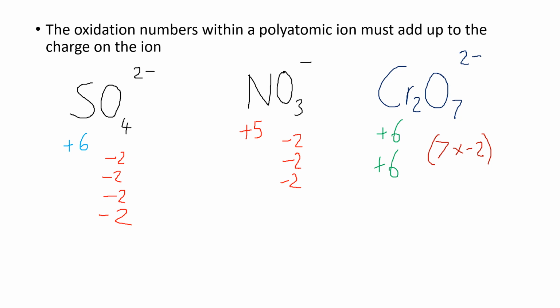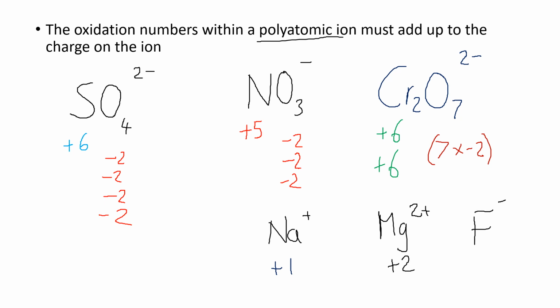And it's not quite a polyatomic ion, but if you have a monoatomic ion, something like the sodium 1+ ion, then the oxidation number would just be +1. Or if you have the magnesium ion, which is in group 2, Mg2+, then the oxidation number would be +2. Or if you had F-, the oxidation number would be -1, and so on.